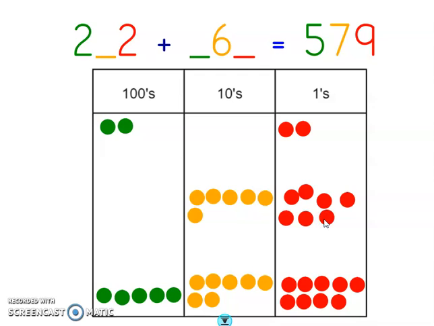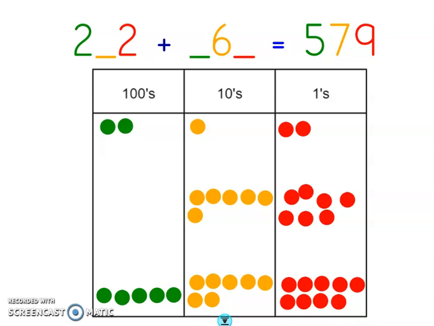So 2 plus 7 equals 9. I've got 6 tens, and I need to get to 7 tens. So 6 tens plus how many gives me 7 tens? In this case, 6 tens plus 1 ten gives me 7 tens.